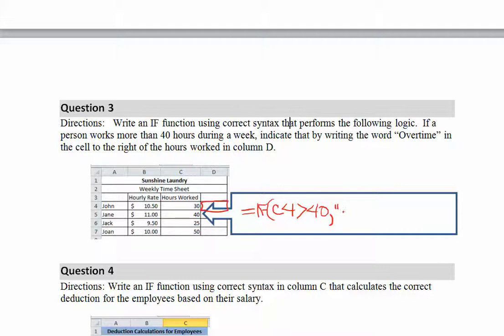Whenever you want Excel to write a word, you have to put it in quotation marks. Otherwise, we want it to write nothing. And the way you tell the computer to write nothing is put 2 quotation marks but nothing in them and close the parenthesis. So that's question number 3.